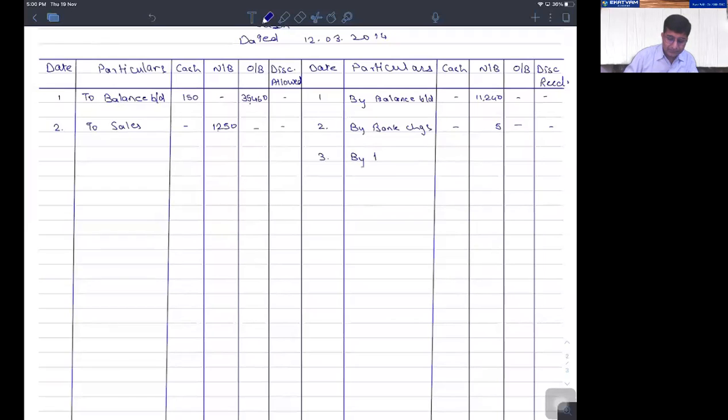By purchase in the overseas bank column, 13,210. Am I right? Yes or no?